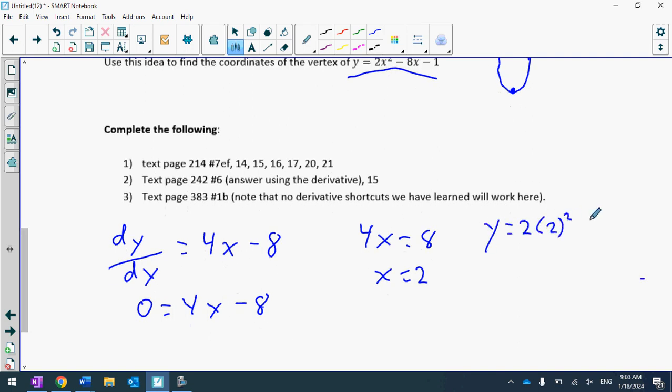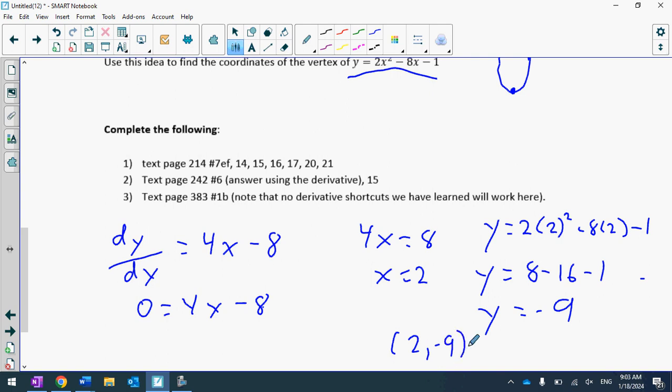X equals 2. And let's see, what do I get here? Well, that's 4 times 2 is 8. 8 minus 16, take away 1, which I believe is -9. And so we have a vertex at (2, -9). A really nice way of finding a vertex without completing the square or doing anything else like that. So there it is. There's the power rule.